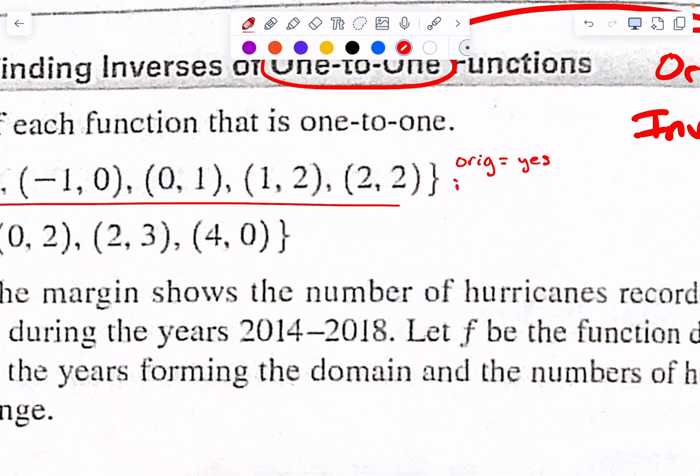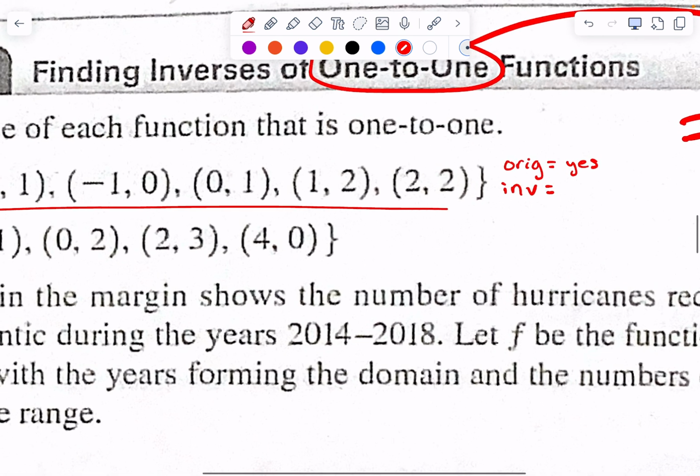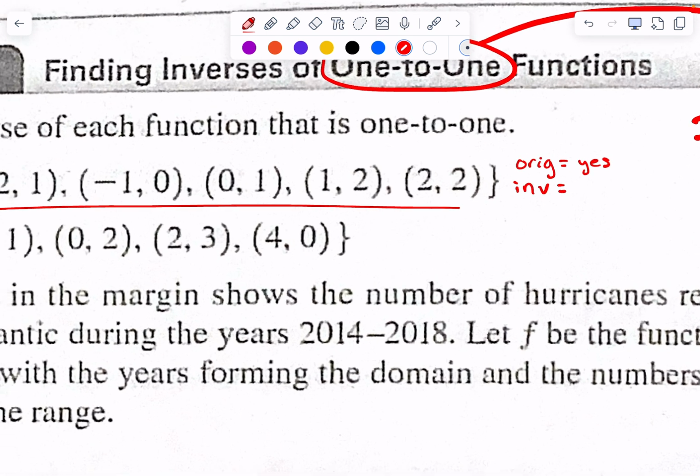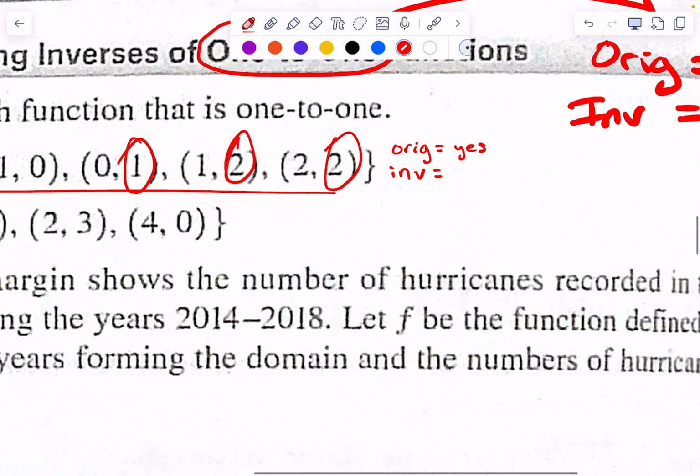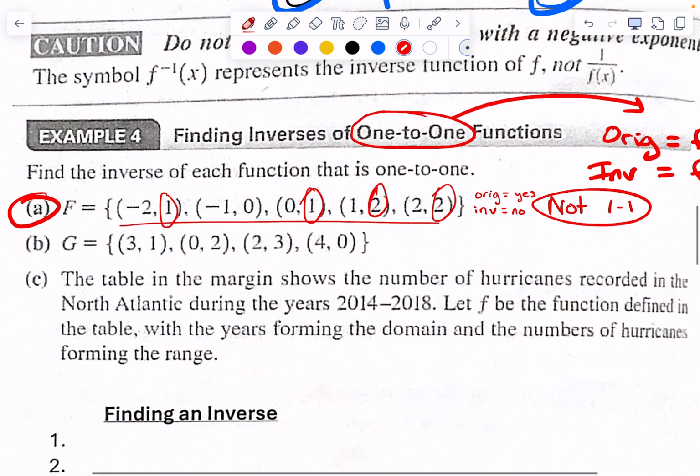Now I have to look at the inverse. If I flip them around, would the x's repeat? In other words, look at the y's. Will the y's repeat? Yes, these 2's and the 1's are going to mess everything up. So the inverse is not a function, which means not one-to-one. That's part A. What about part B?